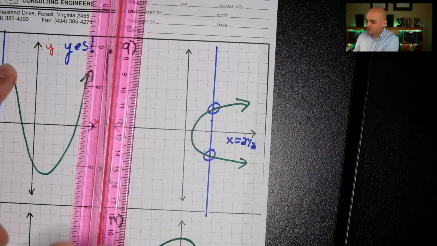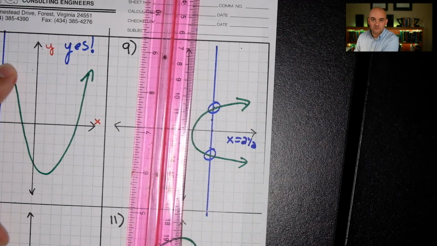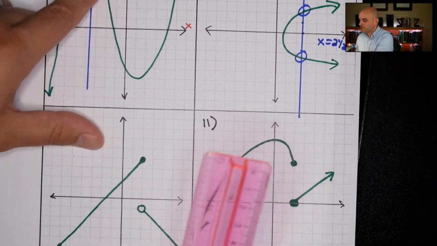If I ask you on a test or a quiz, I give you a graph and say, is this a function or not? All you've got to do is say yes or no. Yes, it passes the vertical line test, so it's a function, or no, it does not, so it's not.